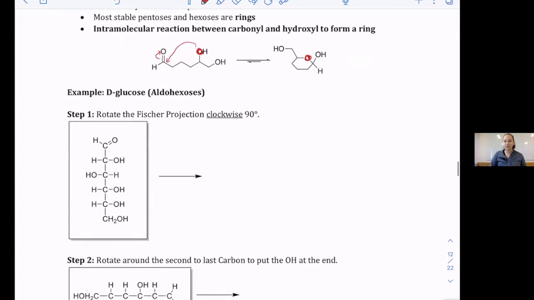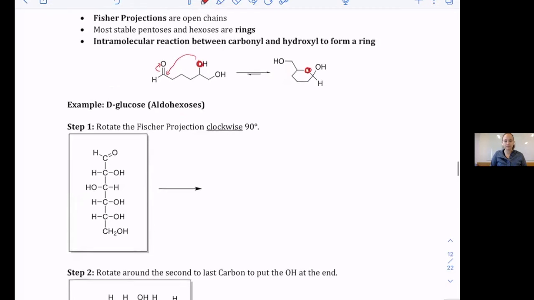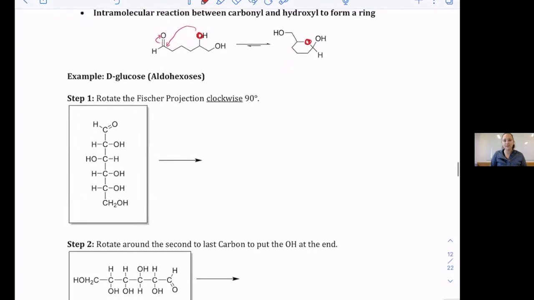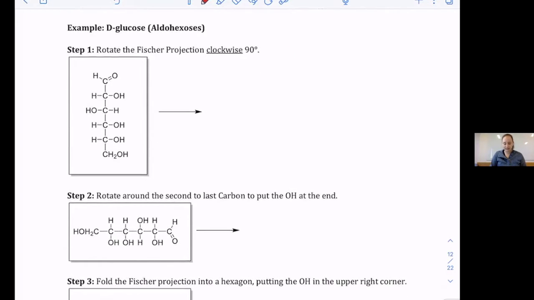So let's do an example of how to draw this. Backing up a little bit, what we call these are Haworth structures. A Fischer projection is the linear form. A Haworth structure is the ring form. There are a number of steps. It's a lot of what my boss likes to call mental gymnastics.